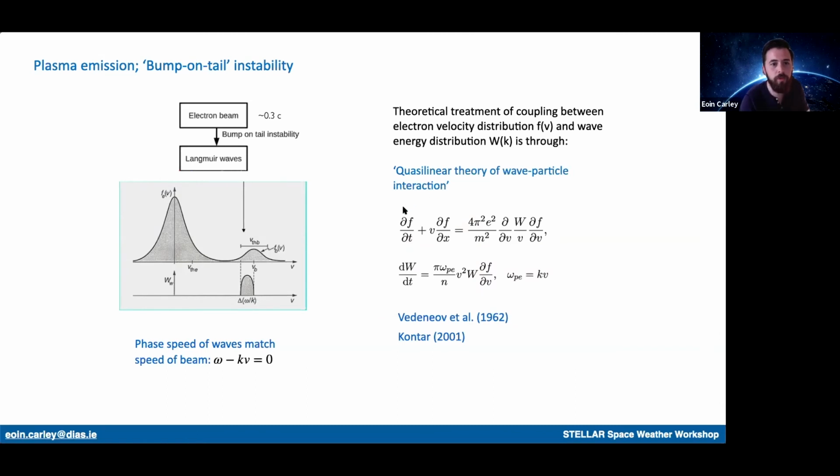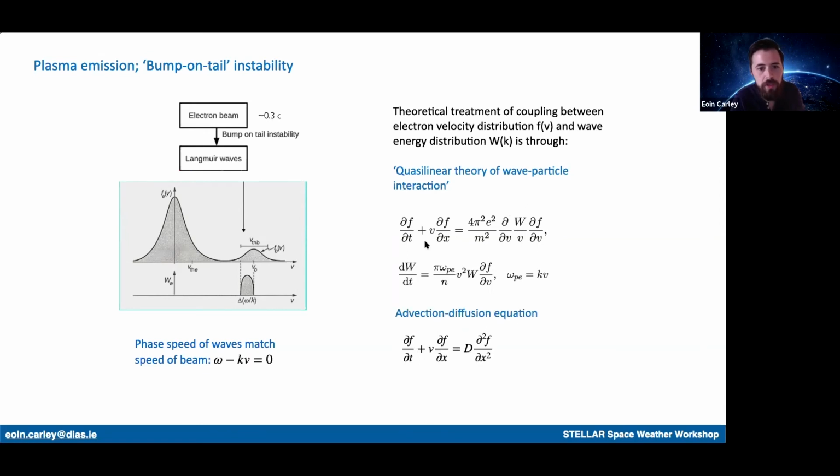And basically what we do is we look at the development over time of the electron distribution and the Langmuir wave energy distribution. And you can see that they're coupled here, that the electron distribution depends on the energy in the waves, and the waves, how they develop over time, depend on the electrons. So these two things are coupled together, and we numerically solve these things and allow it to develop over time just to see how waves grow and how the beam dissipates in space over time.